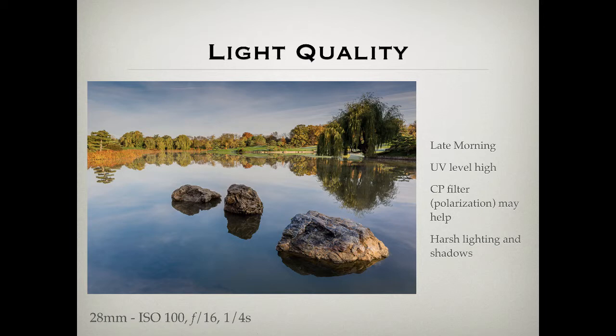So the UV, the bluish element, the ultraviolet, is kind of brightening up the picture. You're getting more reflections. If you want to remove some of that, remember we talked about a polarization filter. We're getting more harsh lighting and shadows. Not too bad yet in this photograph.